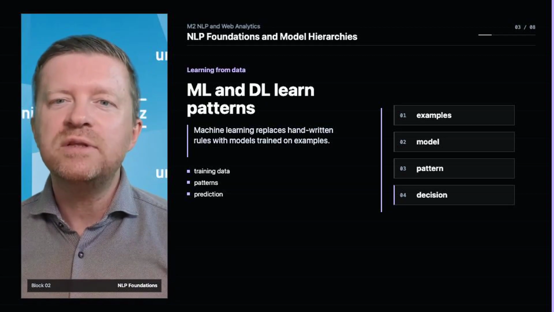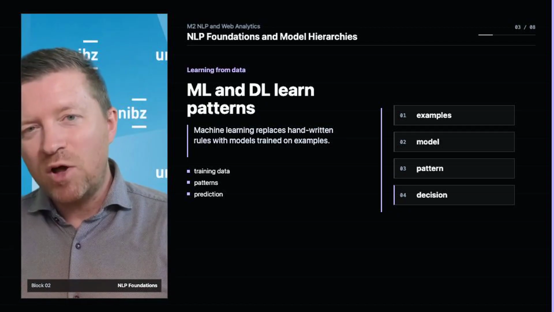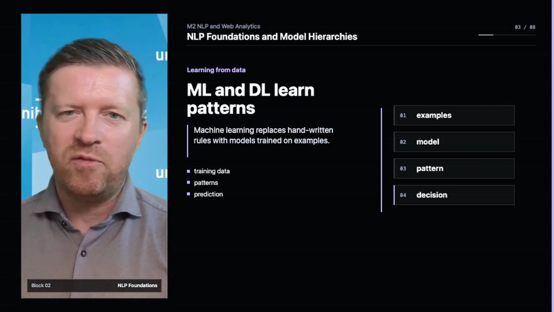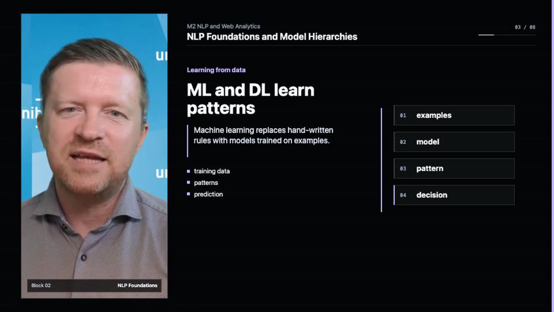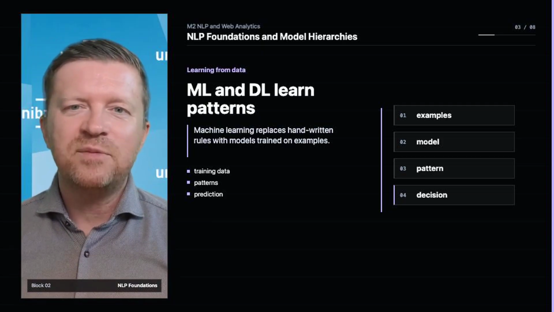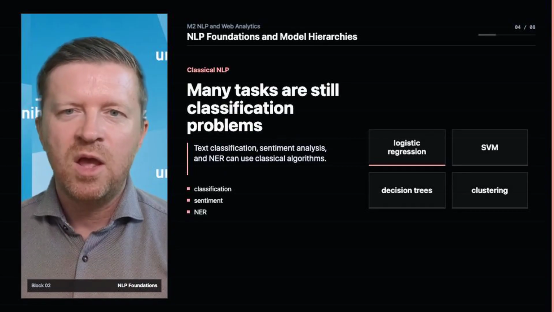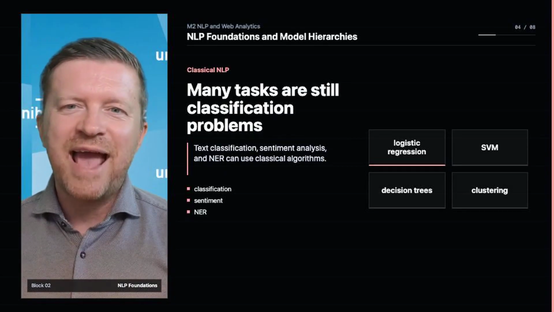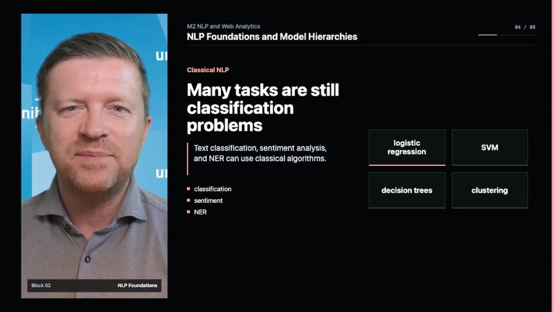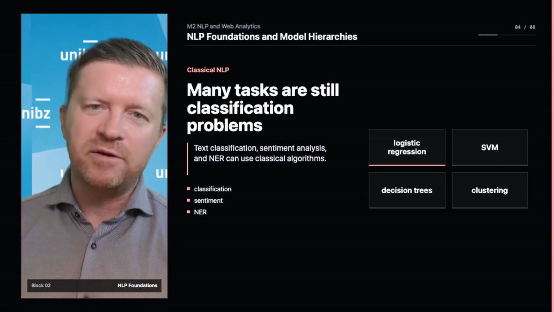It uses neural networks with multiple layers, which is why we call these models deep. These layered architectures are especially powerful for high-dimensional data such as images, speech, and text. NLP intersects with both machine learning and deep learning. On the machine learning side, NLP includes tasks such as text classification, sentiment analysis, and named entity recognition, or NER.